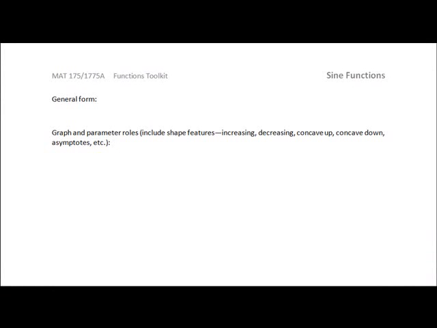Right. In this recording, I'm going to try to help you get started on how I want the forms filled out for your functions toolkit, and it'll help if I get the correct form up here. So hang on a minute.